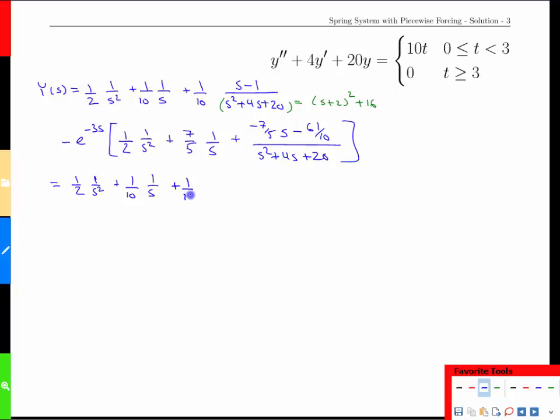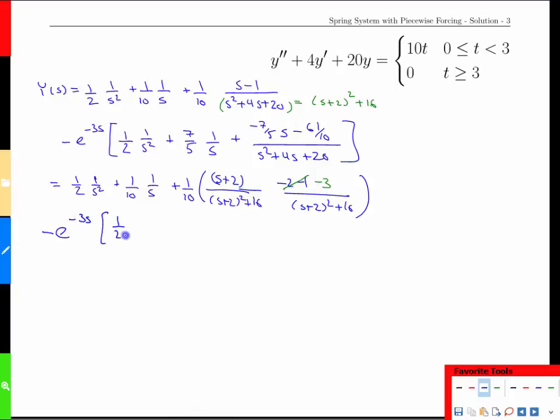We'll have 1/10 times what we need, an s plus 2 on top over (s plus 2) squared plus 16. We had minus 1, so we also need another minus 2 minus 1. That's better known as minus 3 over the same (s plus 2) squared plus 16. This term now can be inverse transformed, and so can this one fairly easily.